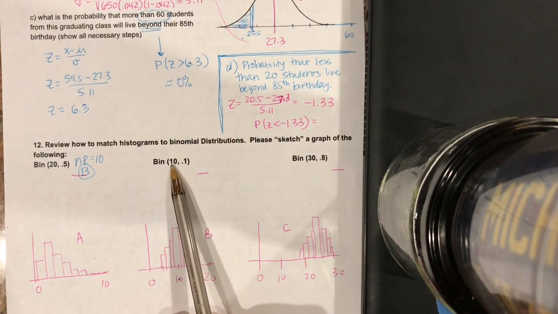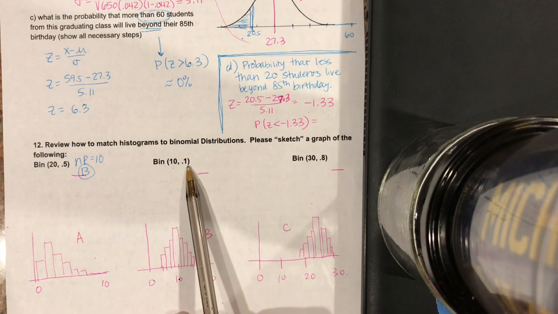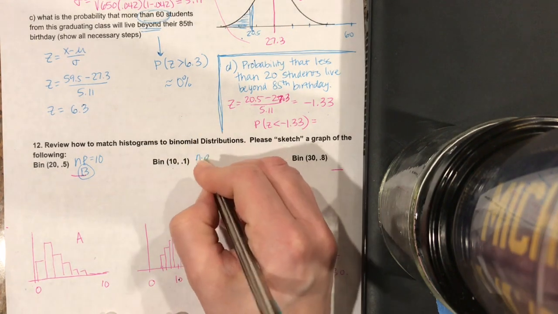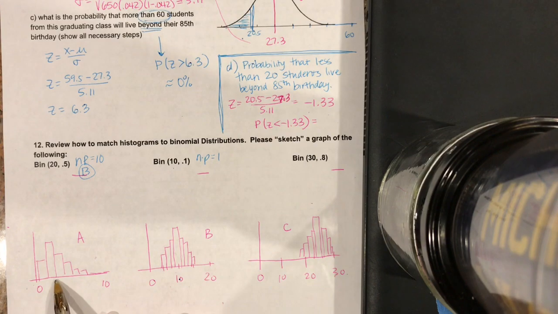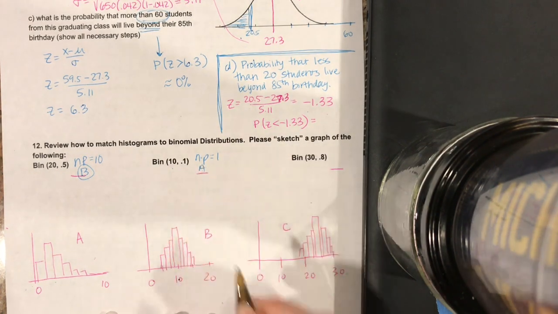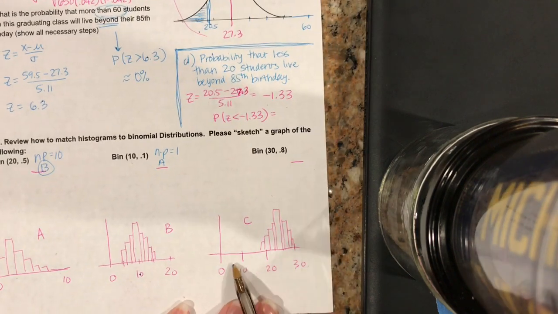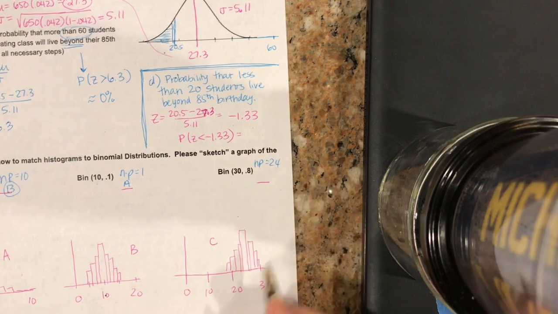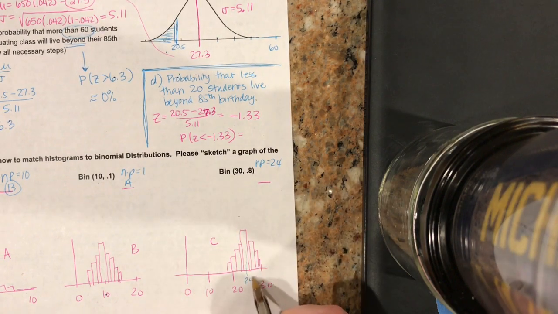Okay, so if you only had 10 and a 10% chance, you go from 0 to 10. So what's your highest value? Is going to be a 1. And it's going to be right skewed. All right, that'd be A. And then, obviously this one's 0 to 30, but think what the highest bar would be, 24. So imagine this is 24 right here.